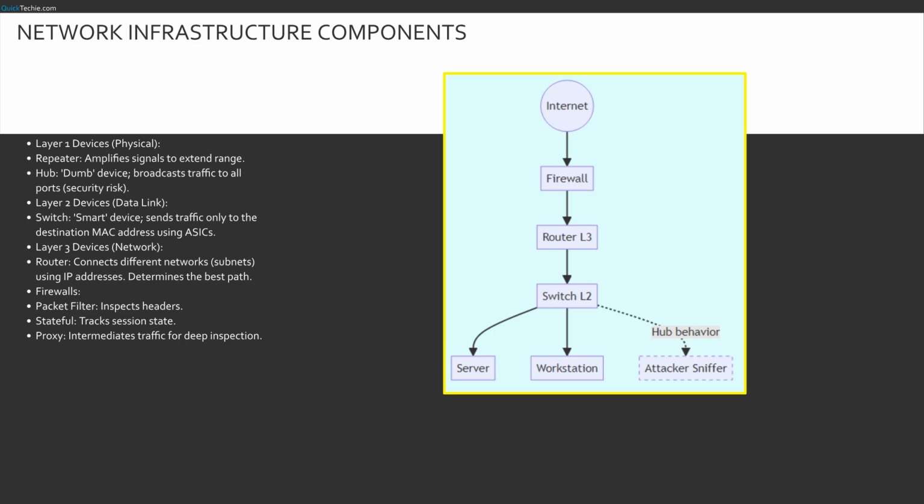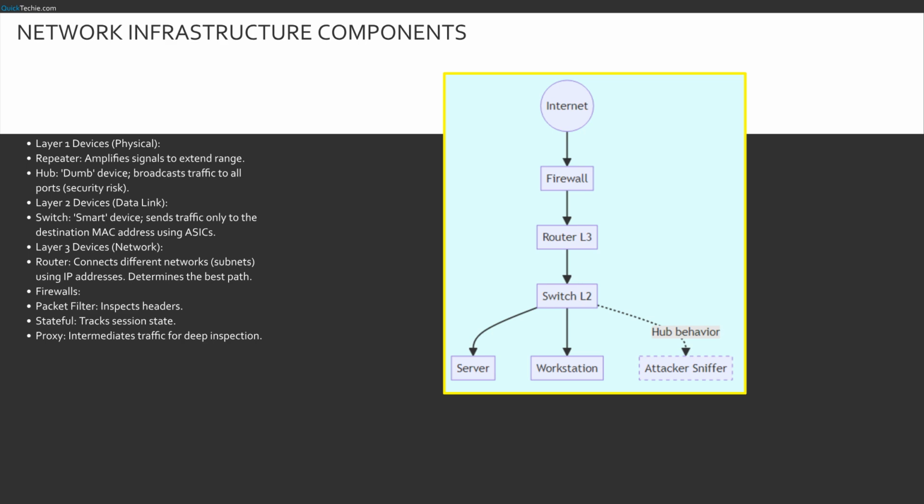Networking components connect our systems. We distinguish them by their intelligence and OSI layer. At the bottom, we have hubs. Hubs are dumb. They shout data to everyone, creating security risks, sniffing, and traffic collisions. Auditors should verify hubs are replaced by switches.